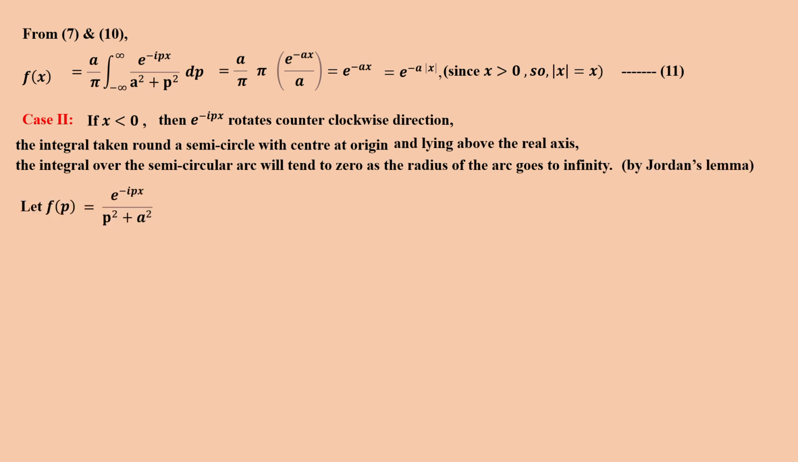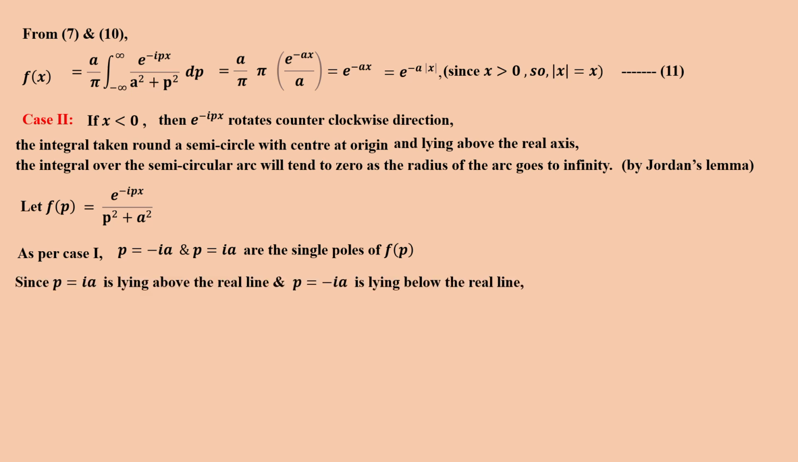Case 1, f of p is taken as e power minus i p x by p square plus a square. We will get two poles of order 1. One is p is equal to minus i a and another one is p is equal to plus i a. Now p is equal to plus i a lies above the real axis, p is equal to minus i a lies below the real axis. So the only pole lying in the contour in this case is p is equal to i a.